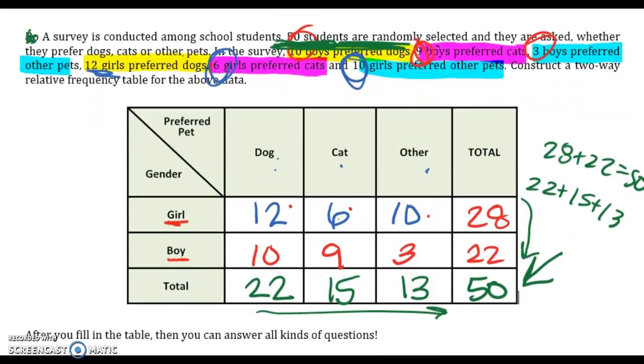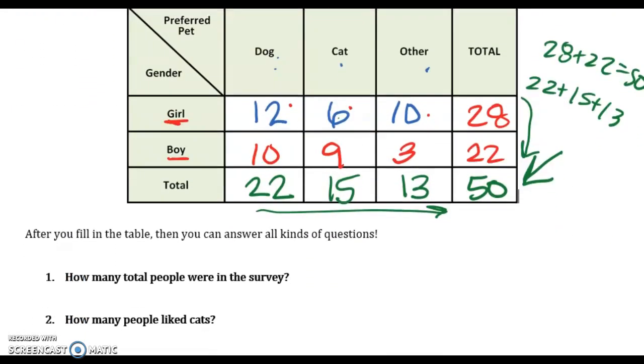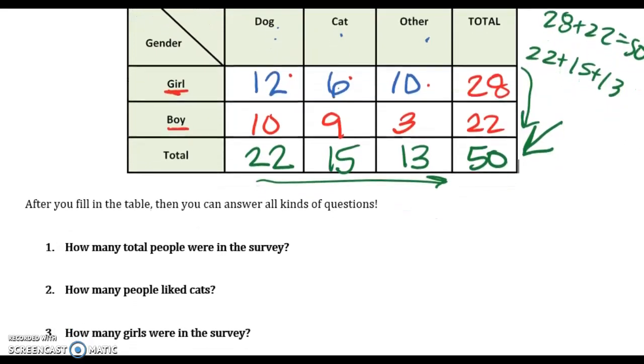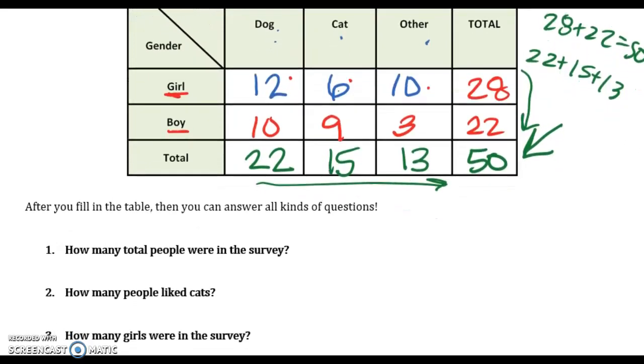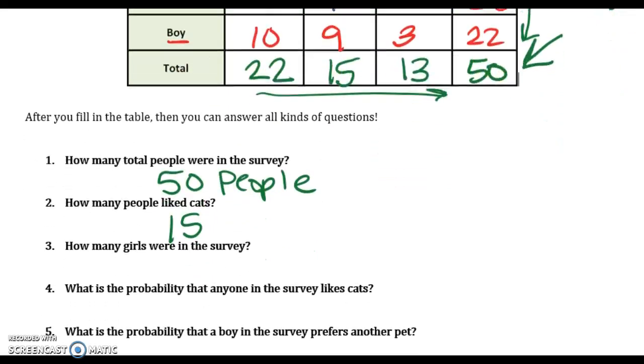Now, once we have our whole frequency table filled out, we can answer a bunch of questions about the frequency table. Let's see if I can get as many of these in here as possible. All right. So, how many total people are in the survey? 50 people. How many of these people liked cats? Well, read down your cat column. That would be 15 people like cats. How many girls were in the survey? Read across the girl row, and that's 28.